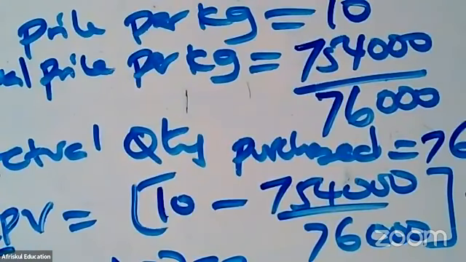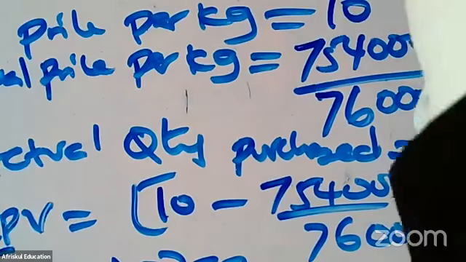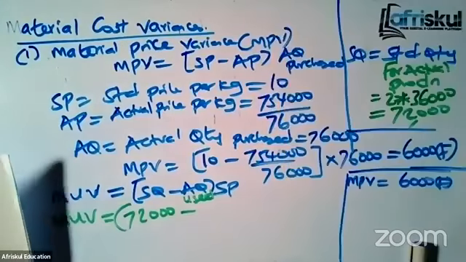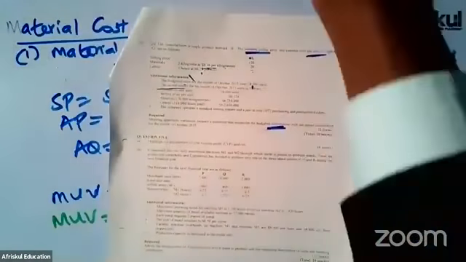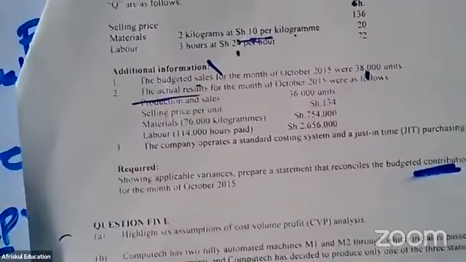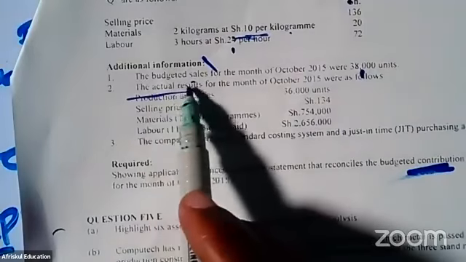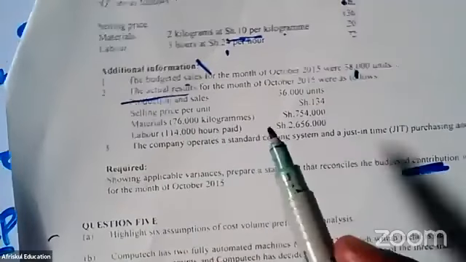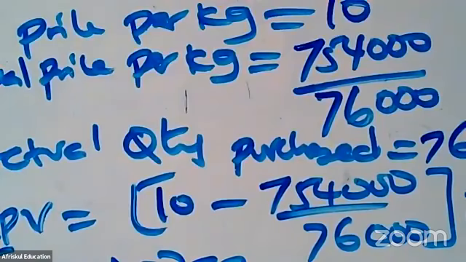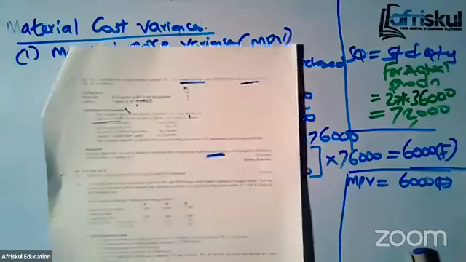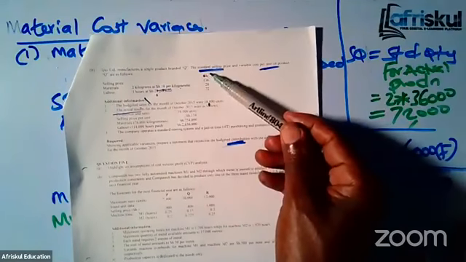Therefore, our material usage variance will be equal to the standard quantity, that is 72,000, minus the actual quantity of materials that were used. If you look at the question, the actual quantity of materials was 76,000 kilograms. So we have minus 76,000, multiplied by the standard price per kilogram. For the standard price, you can go up there and see it.